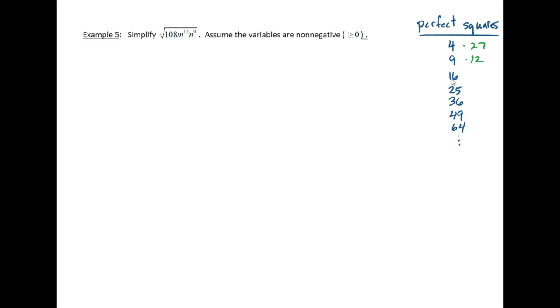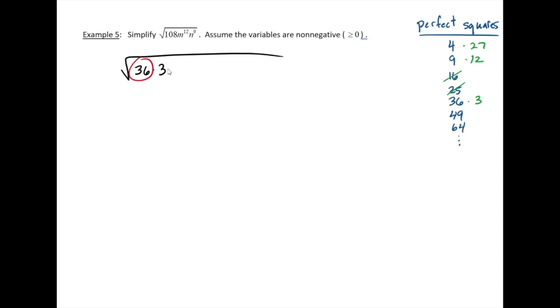16 does not divide evenly into 108. 25 does not divide evenly, but 36 does. 108 divided by 36 is equal to 3. If we keep going through this list, 36 is the largest perfect square that divides evenly, or is a factor, of 108. So we start by writing 108 as the product 36 times 3. And since 36 is a perfect square, we'll be able to take the square root of that to move it outside of the radical.